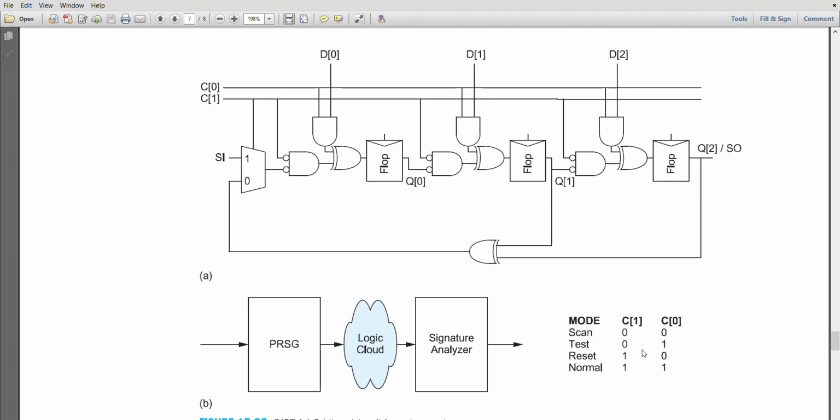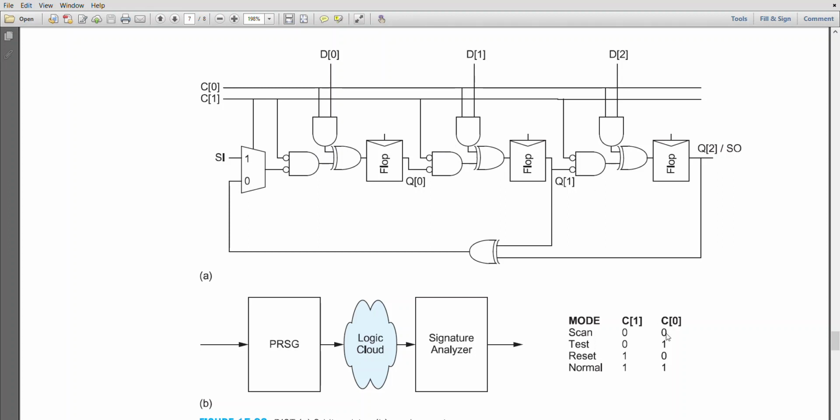Reset mode. In reset mode, C1 is 1. C1 is connected to here, and if C1 is connected to here, then you will be seeing the reset pattern. Here you can see the reset pattern. Here you can see the reset pattern. Here you can see the reset pattern.